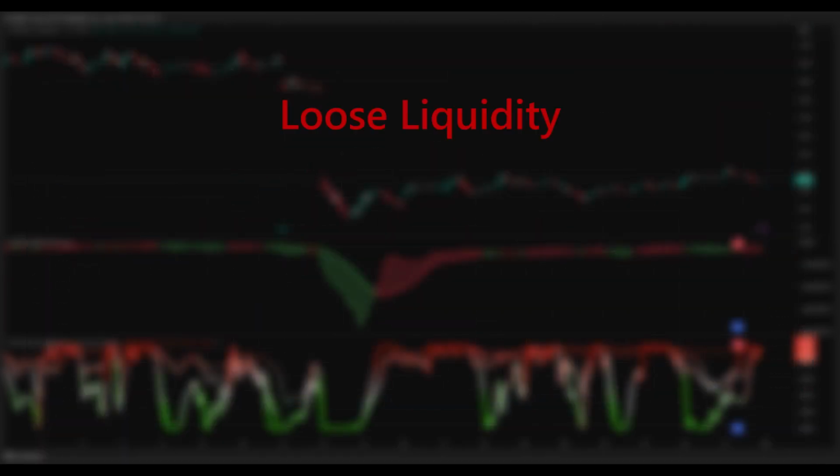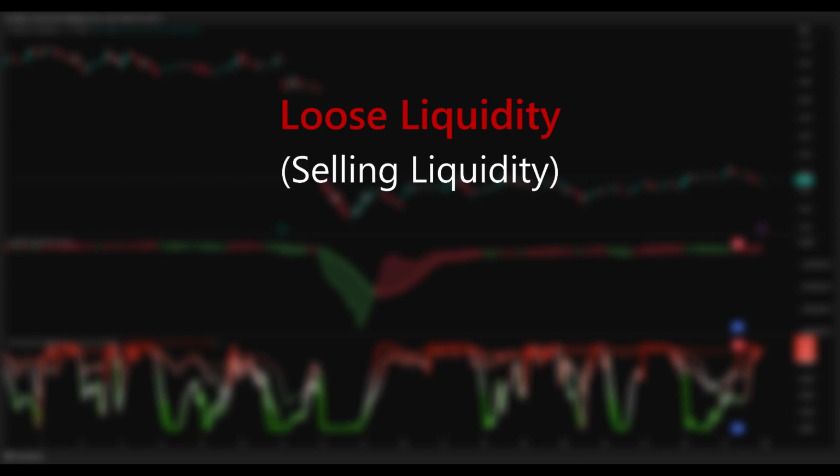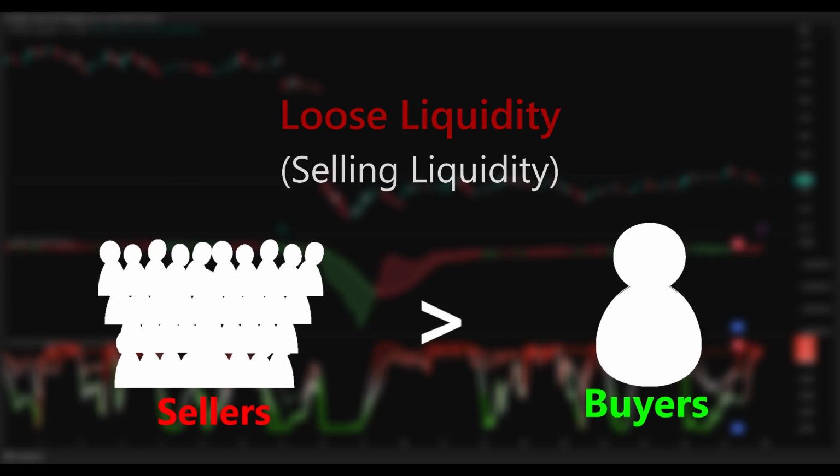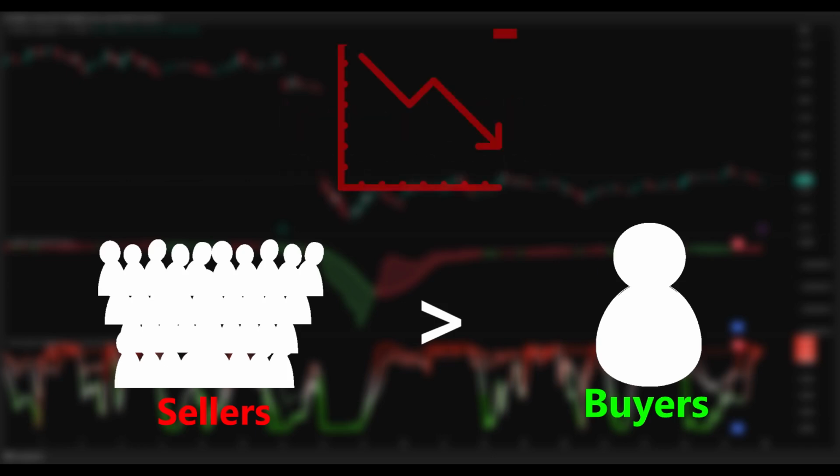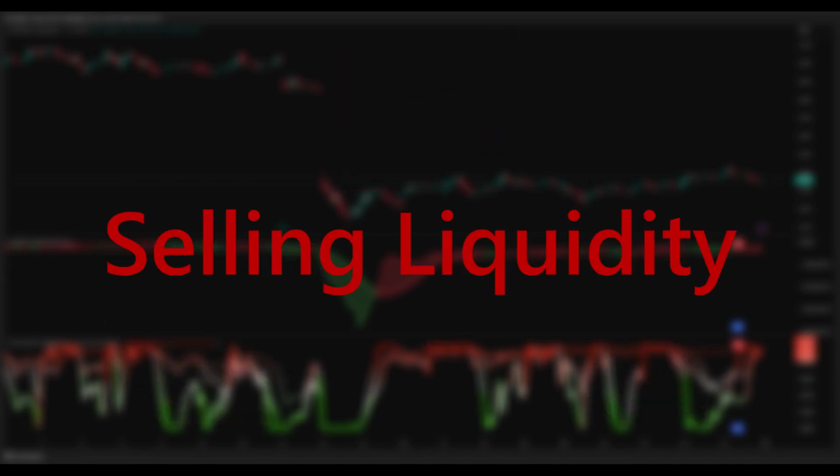Loose liquidity or selling liquidity. Loose liquidity occurs when there are more sellers than buyers. This creates downward pressure on prices as sellers compete to attract the limited number of buyers. It is referred to as selling liquidity and is represented in red.